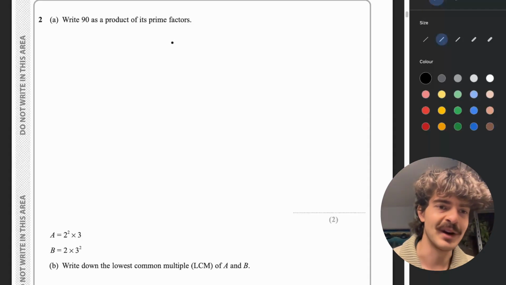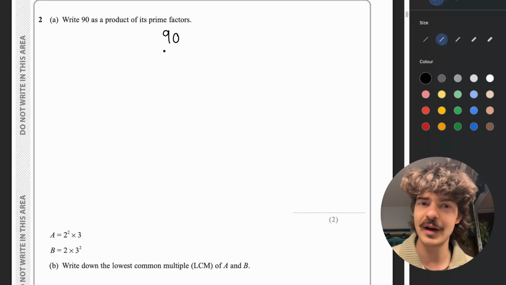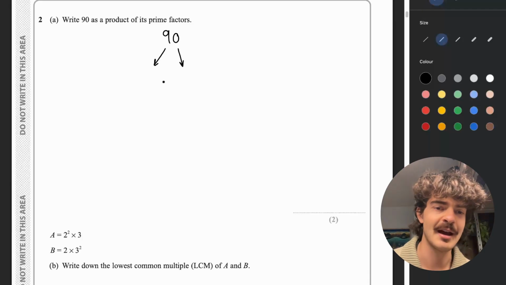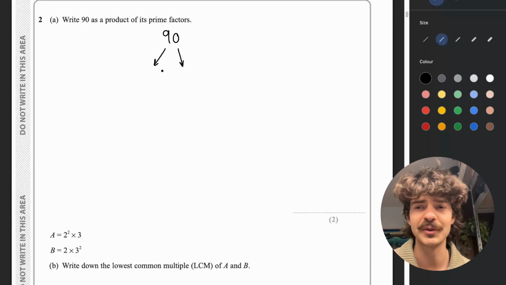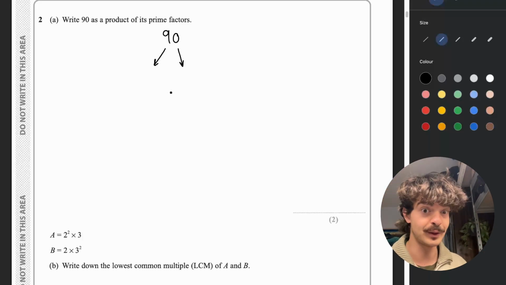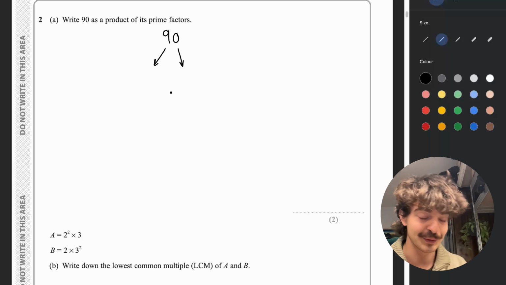Question 2: 90 as a product of its prime factors. Cool. So with these, what we're going to do is try and identify all its factors, and we stop on its branches once we reach prime numbers. My favorite method for doing this is always start by dividing by 2. Always keep on iterating, dividing by 2. If you can't divide by 2, divide by 3. Can't divide by 3, divide by 5, so on and so forth.